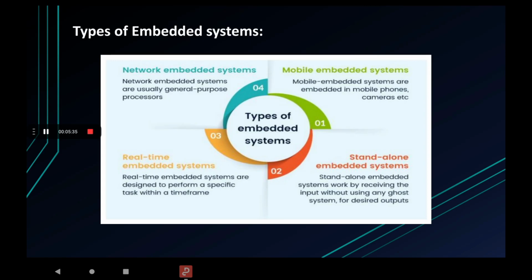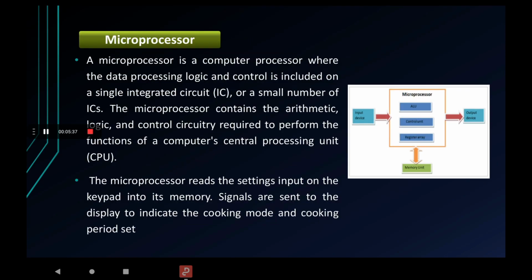Moving to the next slide, microprocessor and microcontrollers. A microprocessor is a computer processor where the data processing logic and control is included on a single integrated circuit, that is IC, or a small number of ICs. The microprocessor contains the arithmetic logic unit and control circuitry required to perform the functions of a computer's central processing unit. A microprocessor reads the settings input on the keypad into its memory. Signals are sent to the display to indicate the cooking mode and cooking period set.